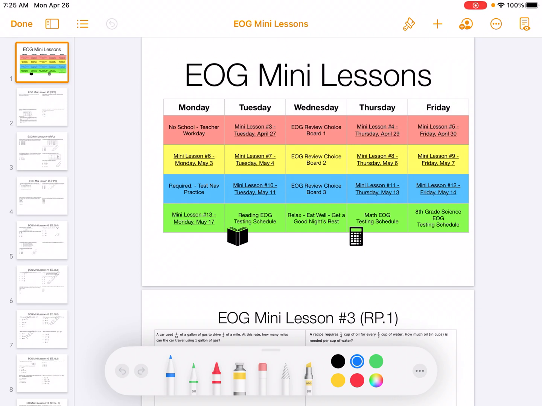Good morning. We're starting our EOG mini lessons. We're going to use a different format for the rest of the year until the EOG. So we're going to do one mini lesson a day. We're going to do mini lesson 3 today.